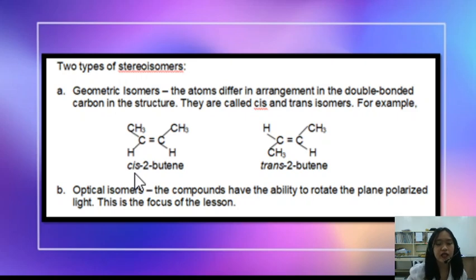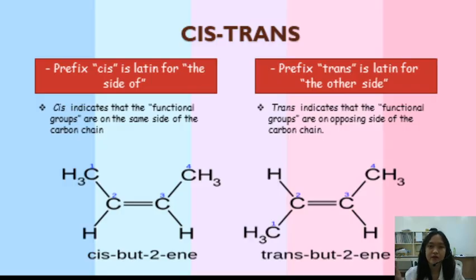Next is the optical isomers. So these are the compounds that have the ability to rotate the plane polarized light. So this is the focus of the lesson. Dito yung geometric isomers kasi, pahapyaw lang siya, no? So the lesson on stereoisomers will focus on optical isomers. So again, your optical isomers, they have the ability to rotate the plane polarized light. Okay. So yan, example natin ng cis-trans kanina.